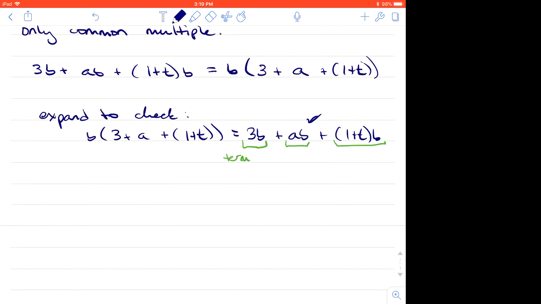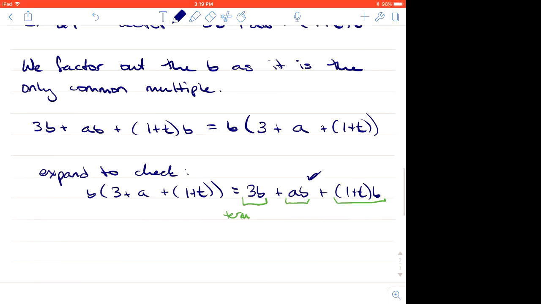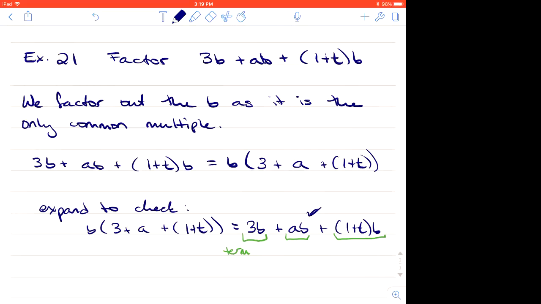So up here, right, I just kept the 1 plus t in brackets because I'd already pulled out the b, so it was nice to just pull it out right away, right? But if you wanted to, then you could expand the b times 1 plus t and then pull out a common factor, right, if you wanted to.